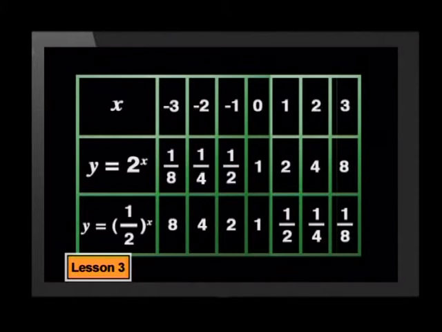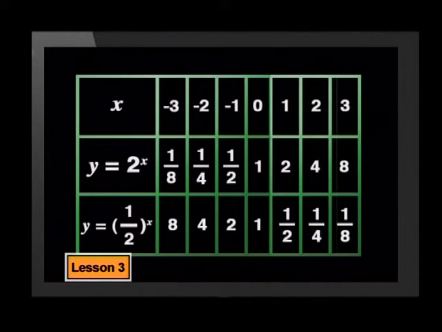1/8 is the inverse of 8. A quarter is the inverse of 4. Do you see that for each x value in the table, the two y values are the inverse of each other? So the y values for y equal to a half to the power of x are the inverses of the y values for y equal to 2 to the power of x.